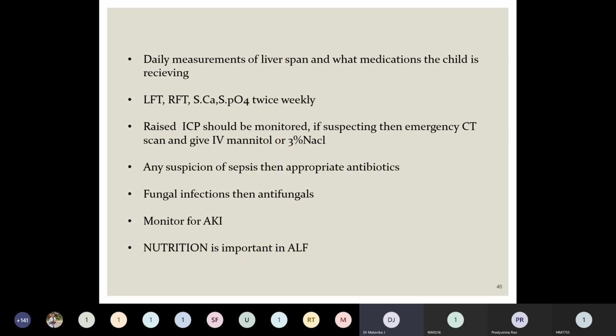Raised intracranial pressure should be monitored. If you are suspecting it, then emergency CT scan and give IV mannitol or 3% NaCl. Any suspicion of sepsis, then appropriate antibiotics. Fungal infection, if you're suspecting, antifungals, and management of AKI. So most important, nutrition is an important factor in acute liver failure.